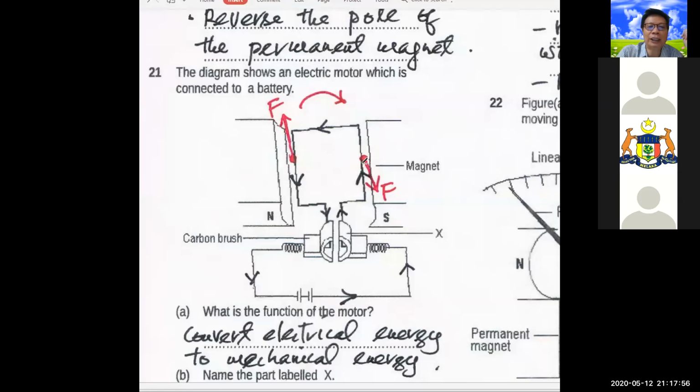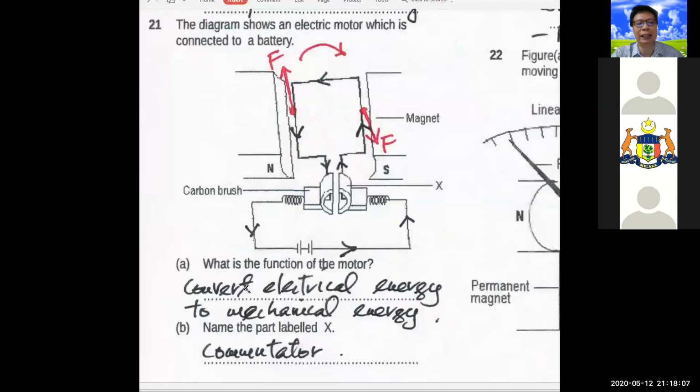When this side goes up, this side should go down. One only check already. Okay? So you will turn up, turn here. Turn, follow clockwise direction. So now answer the question. What is the function of motor? As I told you, convert electrical energy to mechanical energy. Okay, please jot down the answer.